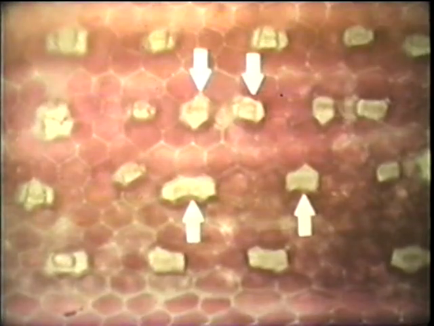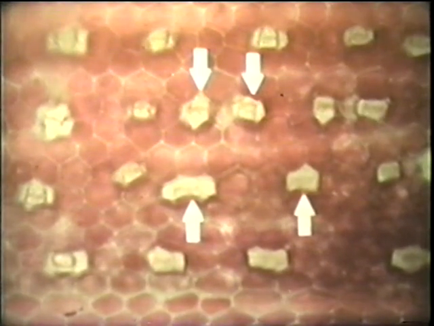Under the microscope, the openings called stomata and their associated guard cells may be seen. It is through these openings, the stomata, that the carbon dioxide used by the leaf enters and the oxygen produced by the leaf diffuses out.